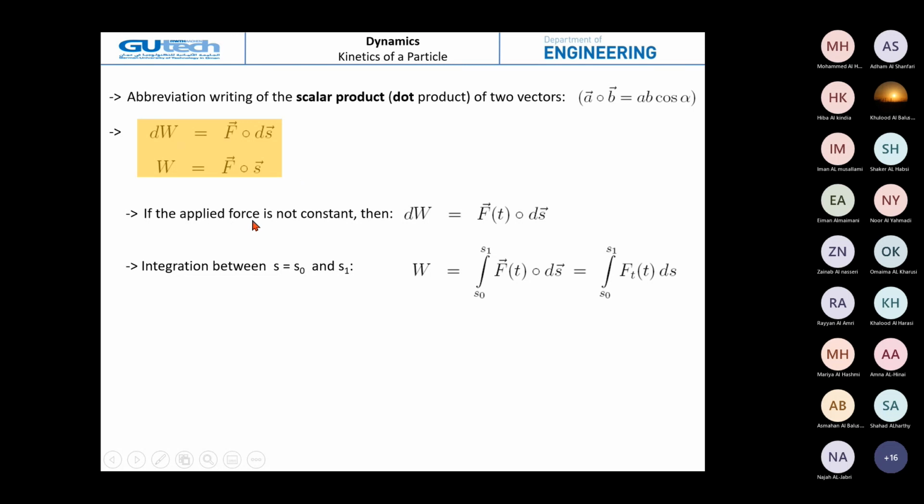Now, if the applied force is not constant, then of course we have to make the integral. Then we have dW here, F is not constant. In this case, we integrate from S0 to S1 of F dot product ds, and this will be Ft, the tangential direction, multiplied by ds.